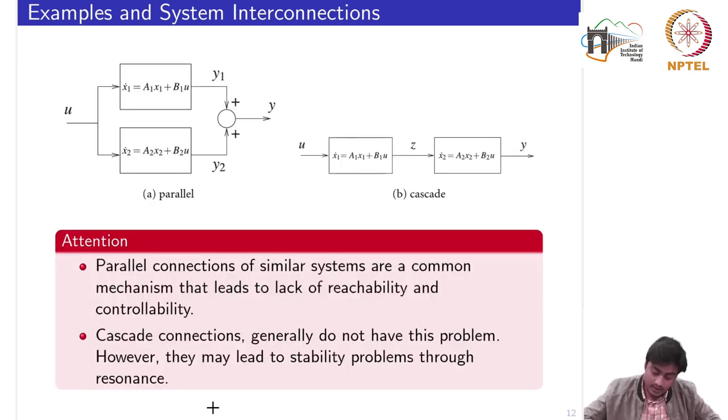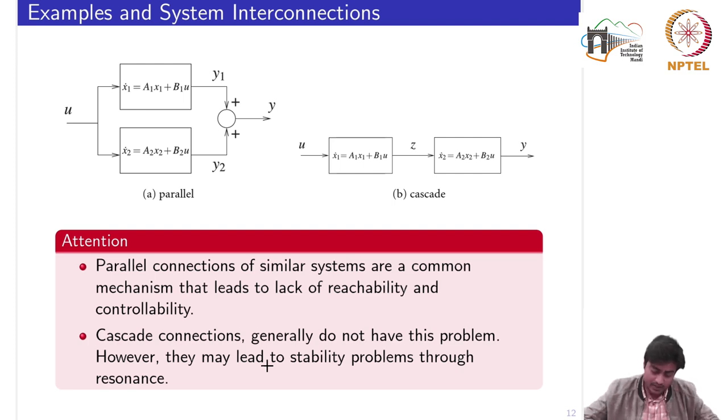Now talking about the cascade connection in general, we see that parallel connections of similar systems are a common mechanism that leads to lack of reachability and controllability. This is what we have seen in the previous examples. Now if we talk about the cascade connection, they generally do not have this problem, but they may lead to stability problems through resonance. This is what we had seen in the week 2 lectures.